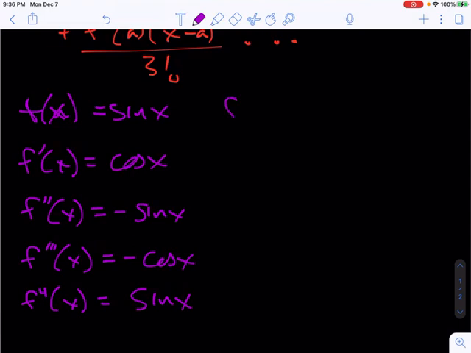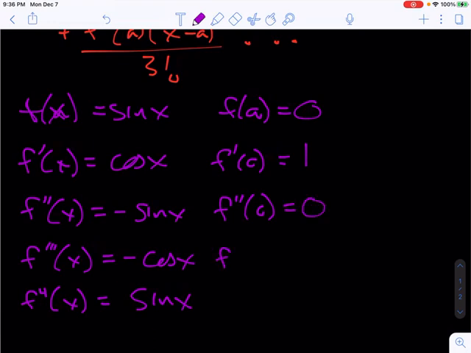Well, now we want to find what f of a is. We want to evaluate this function. And so the sine of 0, as we know, is 0. And so f prime of 0 is going to be 1. f double prime of 0 is 0. f triple prime of 0 is negative 1. f to the fourth of 0 is 0.